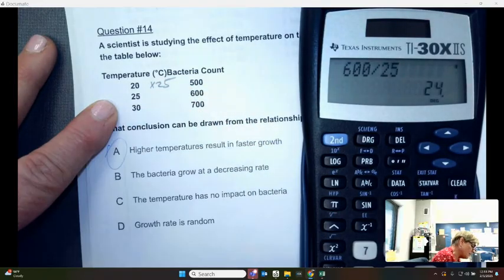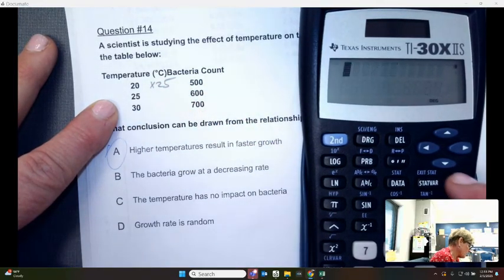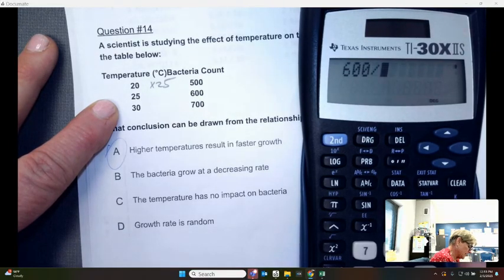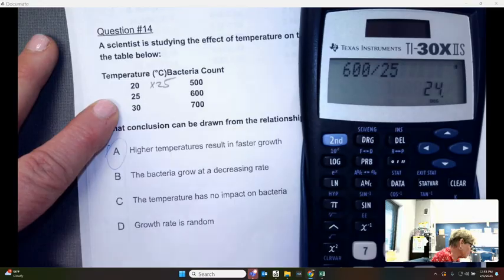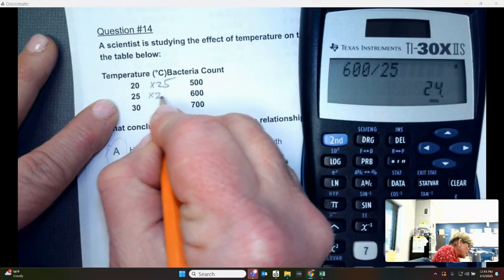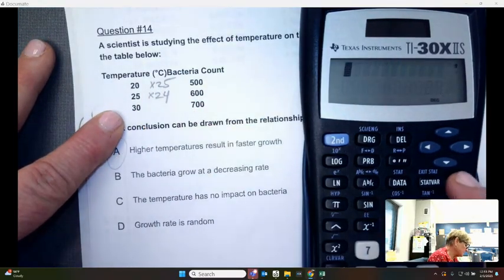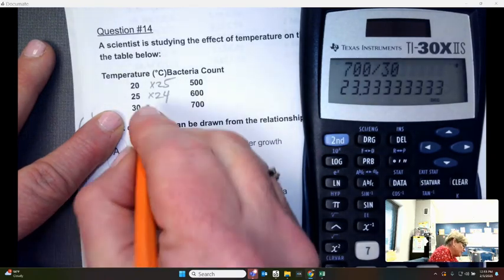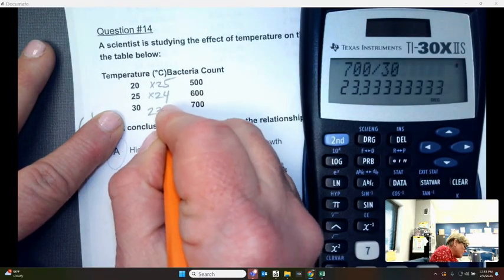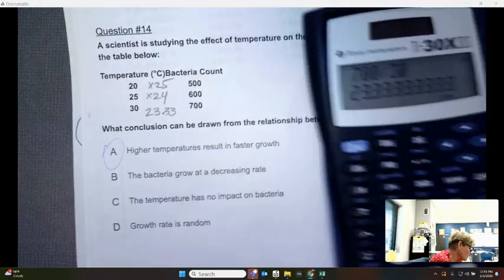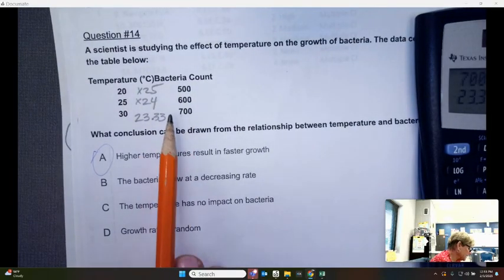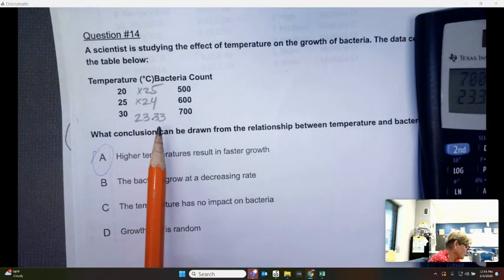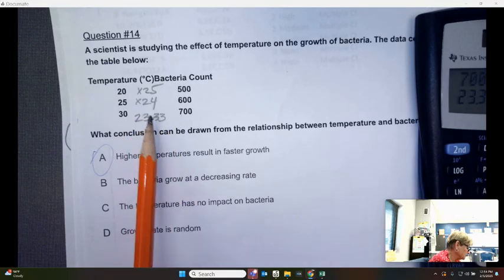Uh-oh. Wait a minute. 600 divided by 25 is 24. Uh-oh. Let's see. 700 divided by 30 is 23 1/3. Okay, so it looks like it's not the same.